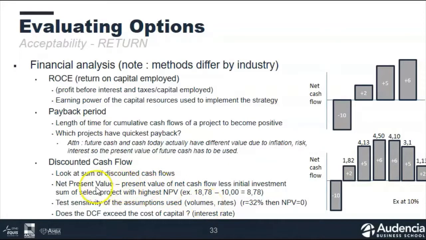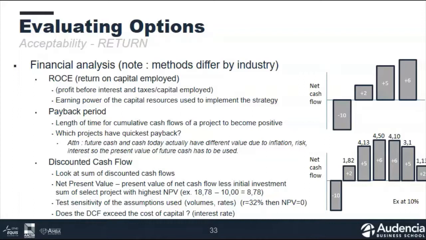So what we'll do is we'll take the sum of those positive cash flows realized today. So we'll take the present value of it. We'll subtract our initial investment. We get to about 8.78. And we can calculate then the return on this initial investment of 10. And we'll ask, does the discounted cash flow exceed the cost of capital, which is 10%?